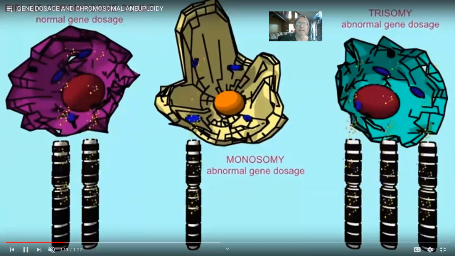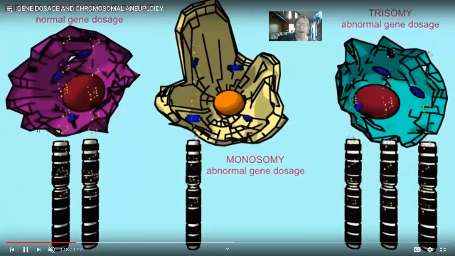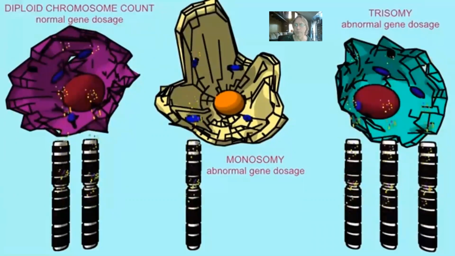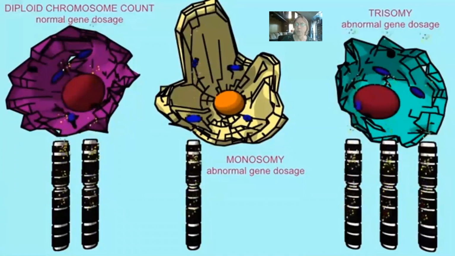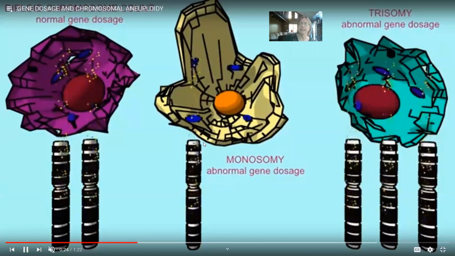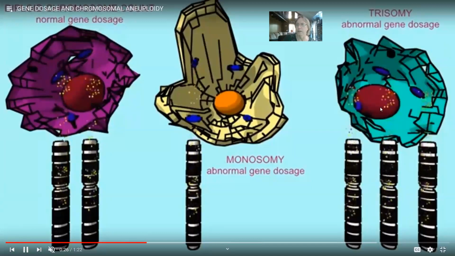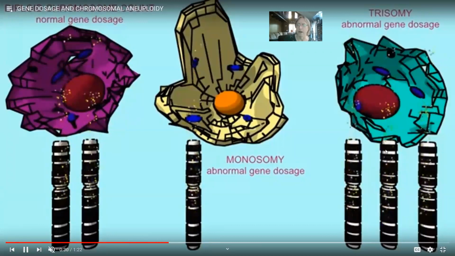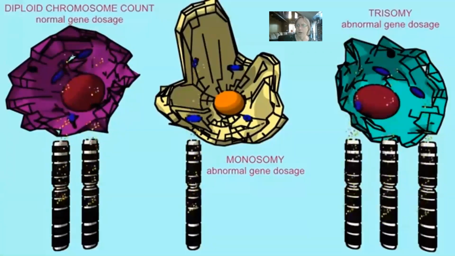And so once again, diploid cells have a certain gene dosage that they have resulting from expressing genes on two different chromosomes. A cell with a monosomy is making less than the normal amount of gene product. A cell with a trisomy is making more than the normal amount of gene product.